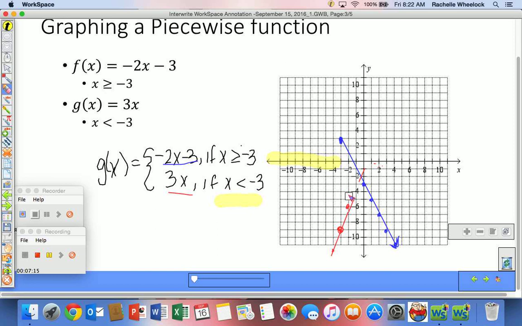So I want you to notice that my domain is all real numbers. This one encompasses equal to negative 3 and greater than, and this one is less than negative 3. And because these numbers are the same, my solid circle and open circle are on the same vertical line, and that line is at negative 3. If these numbers were different, then they might not overlap like that. Okay, and that's how we graph piecewise functions.